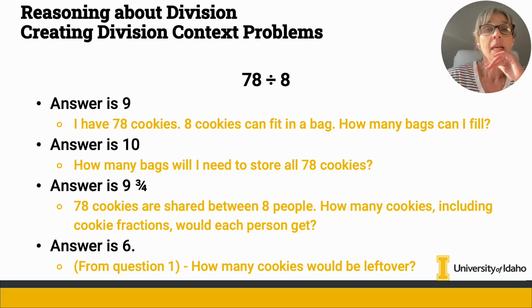In the third one, we came up with 78 cookies shared equally between 8 people. So how many cookies, including the cookie fractions, would each person get? The last one, for the answer of 6, is an expansion of number 1. How many cookies are left over after I fill all the 9 bags with 8 cookies? We start talking about remainders.